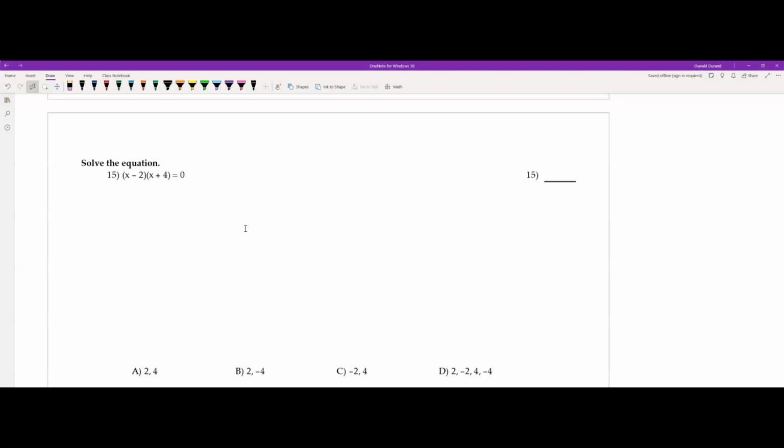Now, we have two binomials. So we have what we call the zero product rule in algebra, right? The zero product rule tells you that if a times b equal to 0, then either a equal to 0 or b equal to 0. That's the zero product rule.